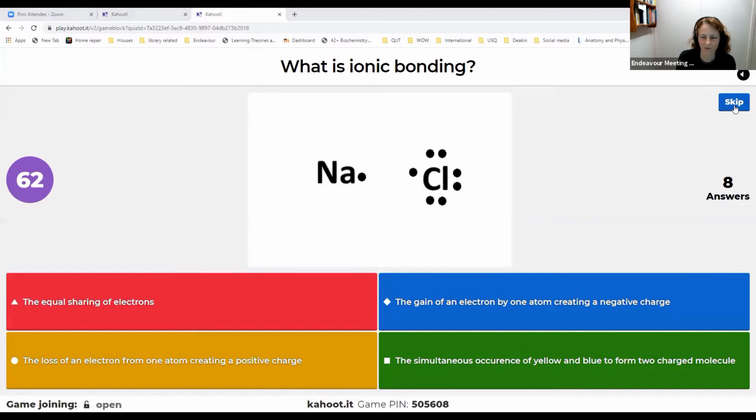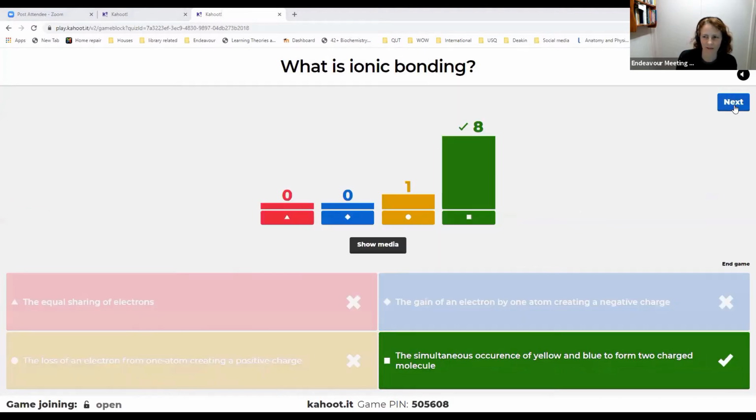And 8 answers already, so I'll skip ahead with that. Oh, everyone's done it. And so one person said yellow, so they said it's only the creation of a positive charge, but you also need to have an atom at the same time that's gaining the electron and creating a negative charge, because it has to happen simultaneously on 2 atoms.